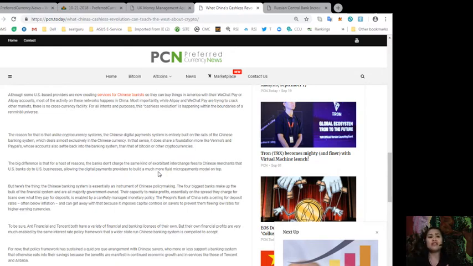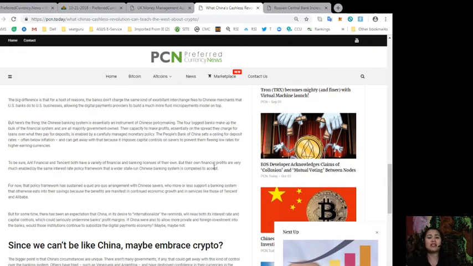Now, to be sure, Ant Financial and Tencent both have a variety of financial and banking licenses of their own, but their own financial profits are very, very much enabled by the same interest rate policy framework that a wider state-run Chinese banking system is compelled to accept. For now, the policy framework has sustained a quid pro quo arrangement with Chinese savers who more or less support a banking system that otherwise eats into their savings because the benefits are manifest in continued economic growth and in services like those of Tencent and Alibaba.